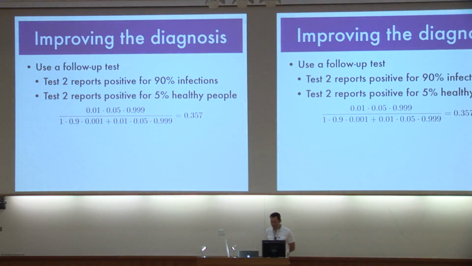Okay, now let's improve that diagnosis a little bit. The test comes back positive. I mean, you need to do something about it, right? So you have a second test done. And that second test is worse than the first test. It's worse because it only reports positive for 90% of all the infections, and it comes back positive for 5% of all healthy people. And suppose that test is also positive. So then I now get something like 36%. Mind you, it's still less than 50%, but it's a lot worse.